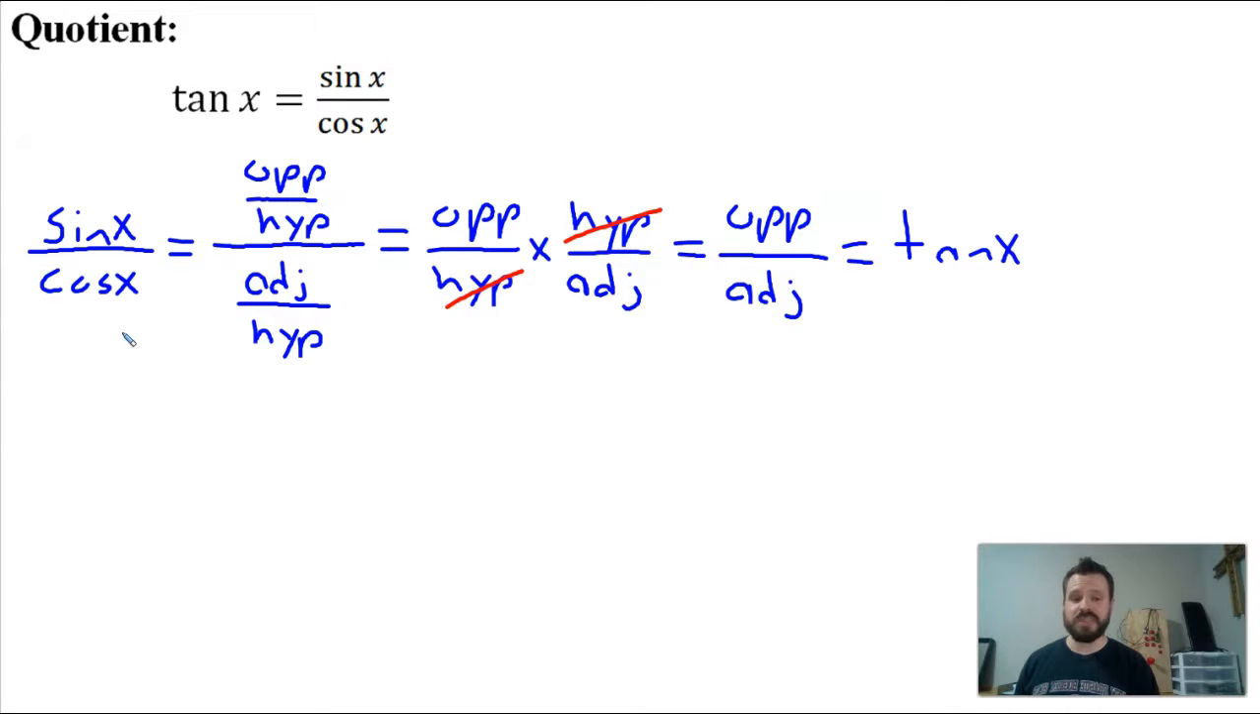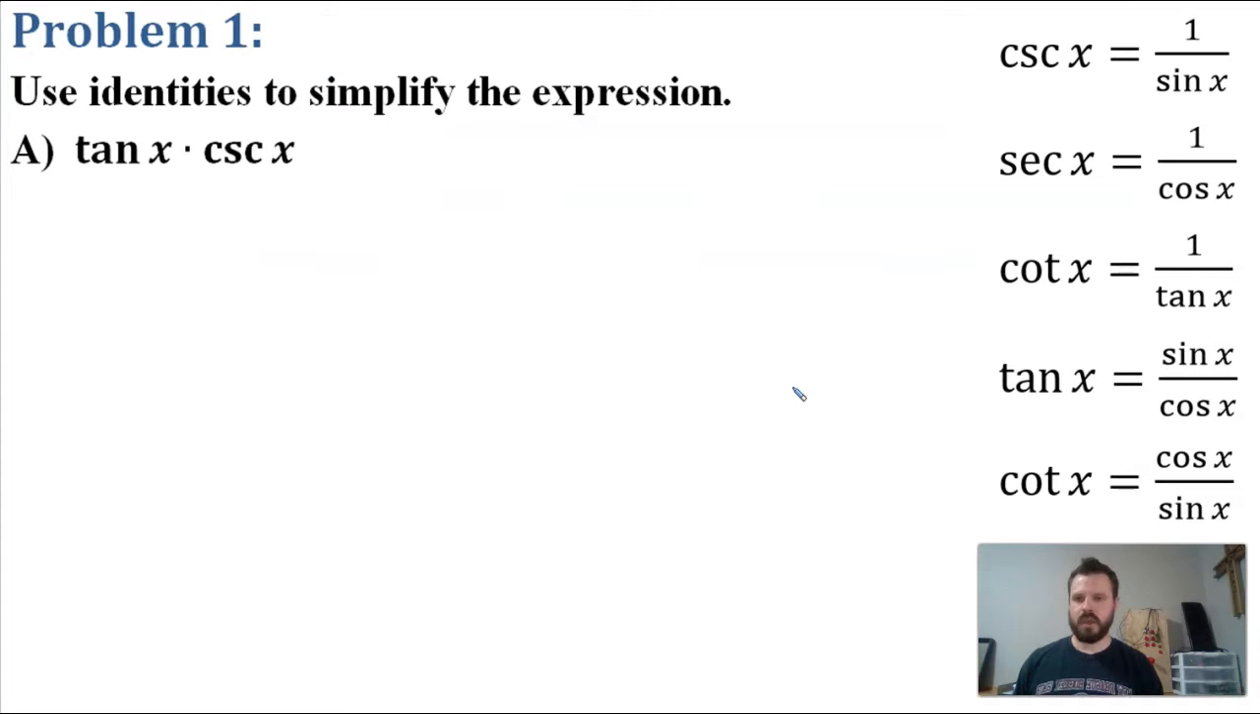I could basically do the same thing with the other basic identities. I'm not going to do that here, but I just wanted to show you why this works the way it does. All right, so let's use those fundamental ideas to simplify trig expressions. That's what we're doing in problem 1, part A here.